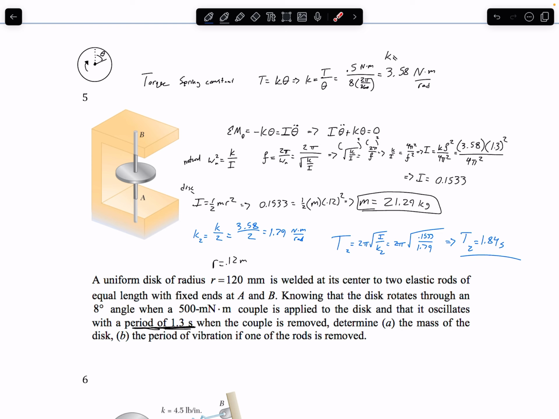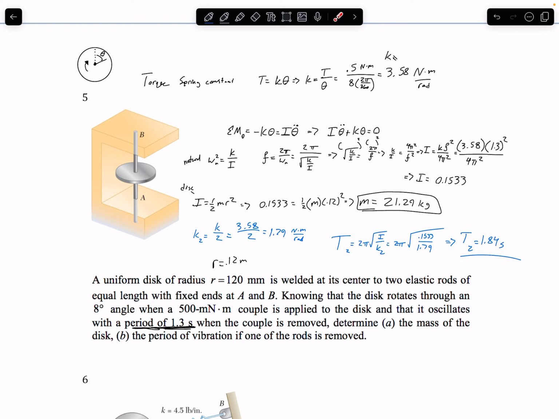We have a torsional spring constant with the rods because they like to return to equilibrium, so the further you go, the more torque is applied to the disk. The torque is equal to k theta, so k is equal to the torque divided by theta. We have a torque value and a theta value in degrees. We can convert from degrees to radians by multiplying the degree value by 2 pi divided by 360, and then we get 3.58 Newton meters per radian.